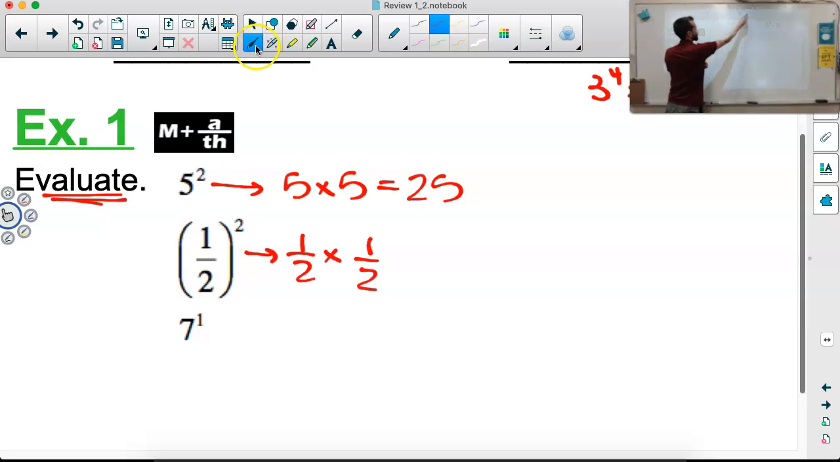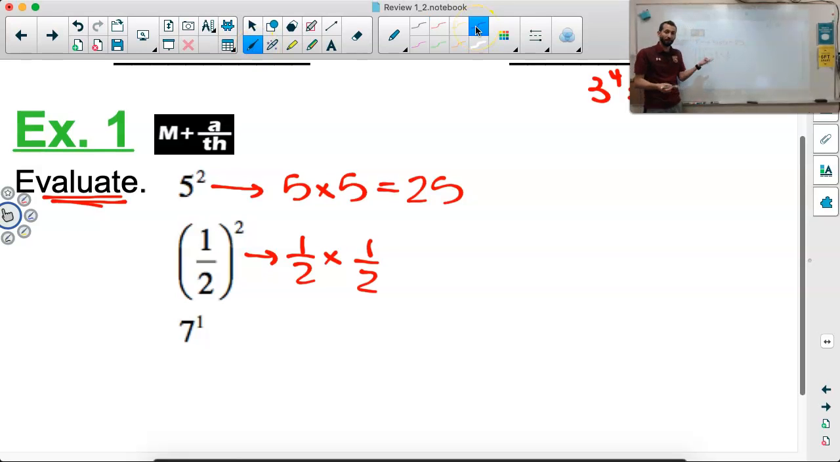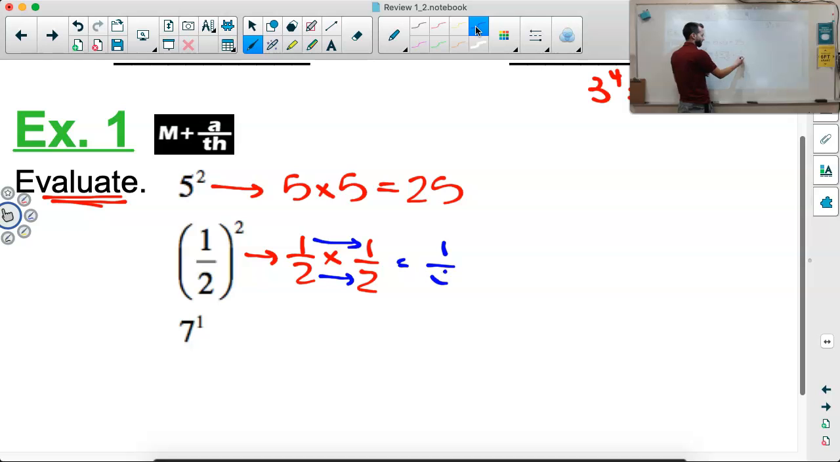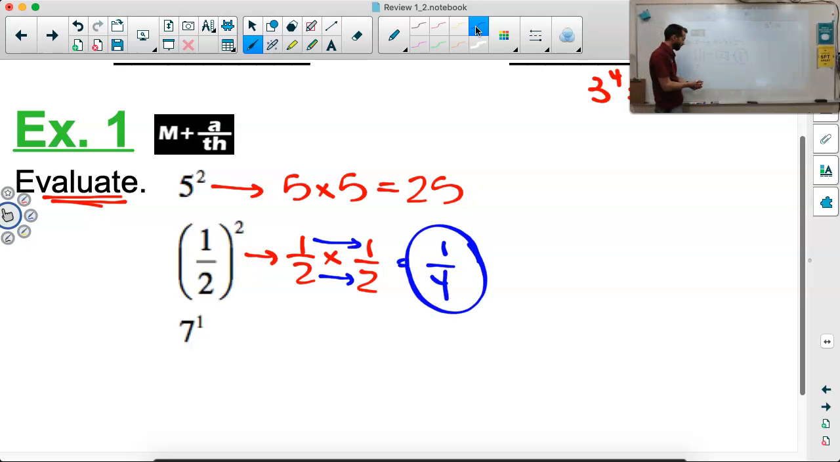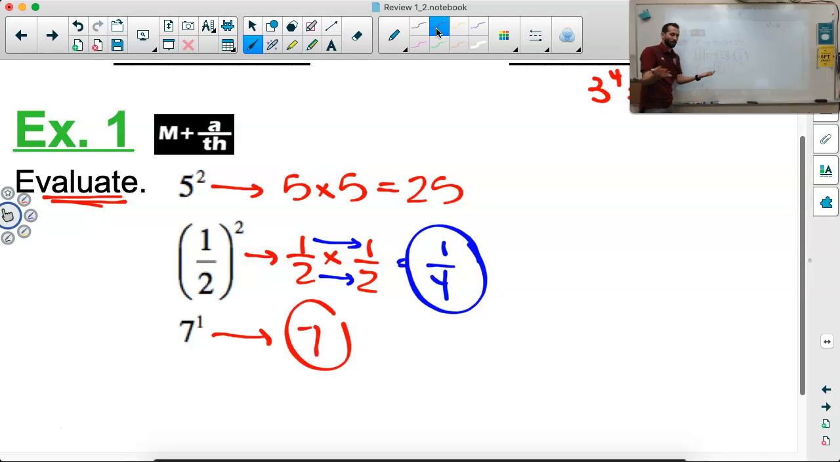If you remember this, when you multiply fractions, just multiply the top straight across. 1 times 1 is 1. And the denominator, 2 times 2 is 4. And you get your answer. 1/2 times 1/2 is 1/4. The third one here, 7 to the 1st power, 7 times itself 1 time, is just 7. There's actually nothing to multiply. So they're going to ask you to evaluate. Sometimes that's going to look like exponents. So I want you to see that.